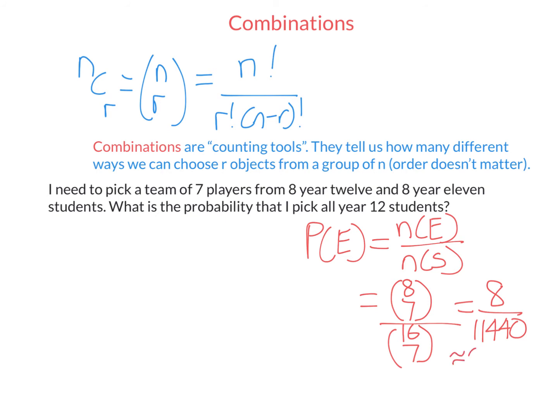It's about 0.0007, so you can see it's very low, but you can see the question was made so much easier using combinations. All right, let's now move on to Bernoulli trials.